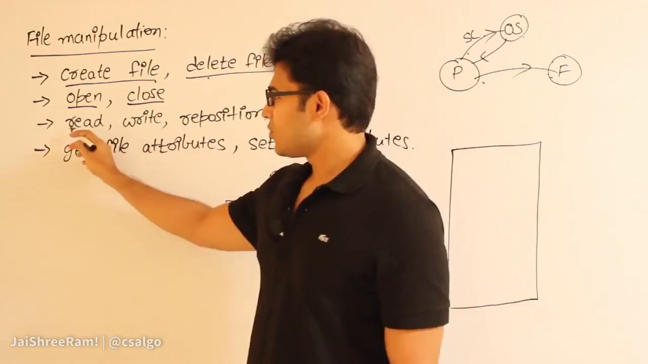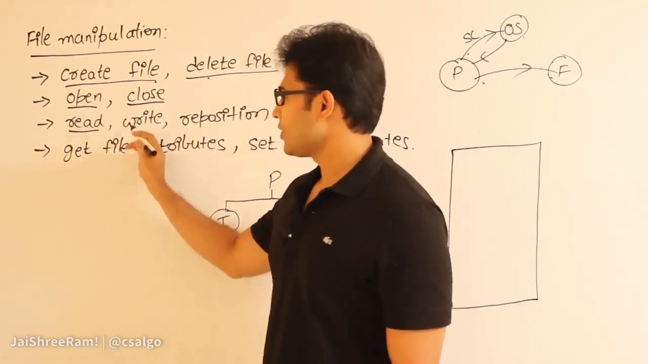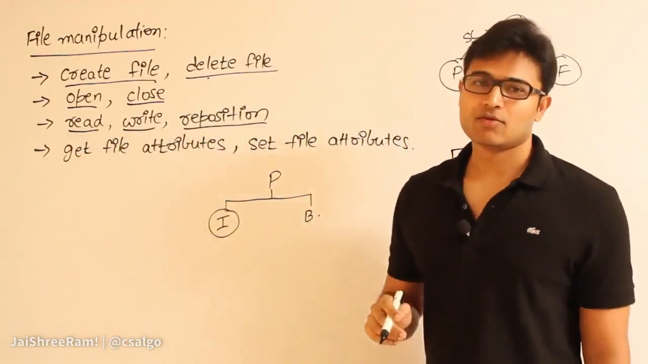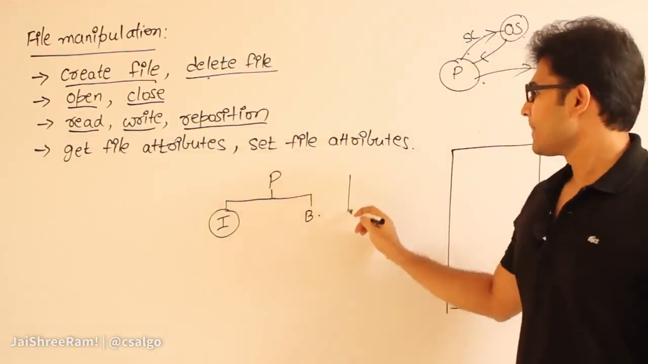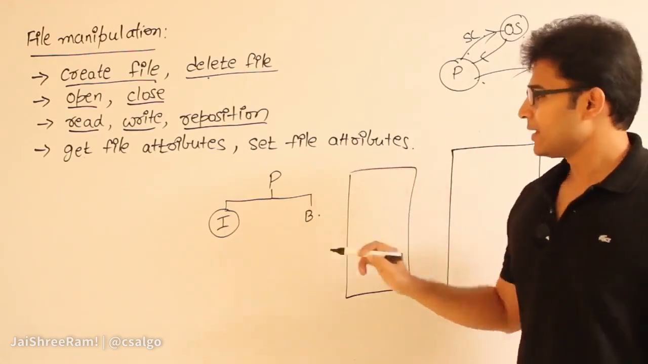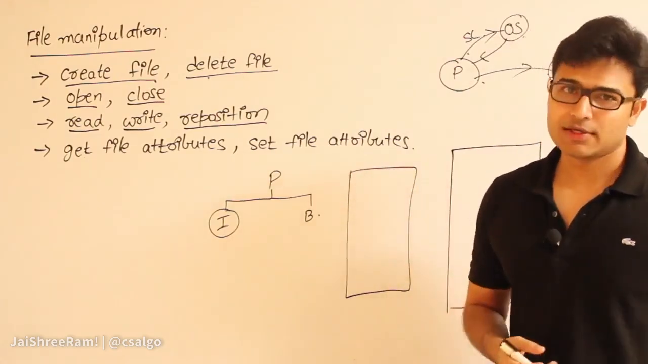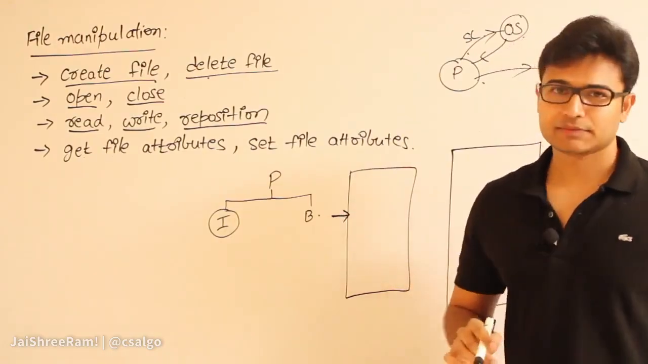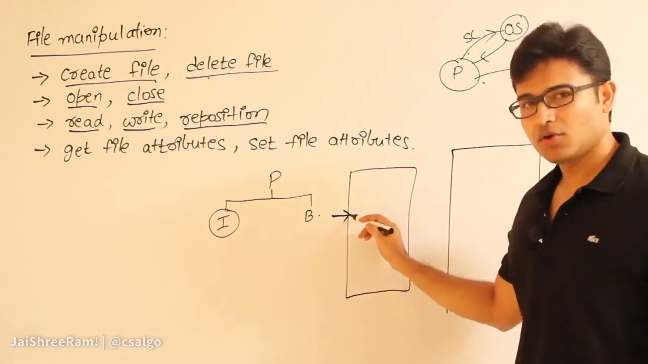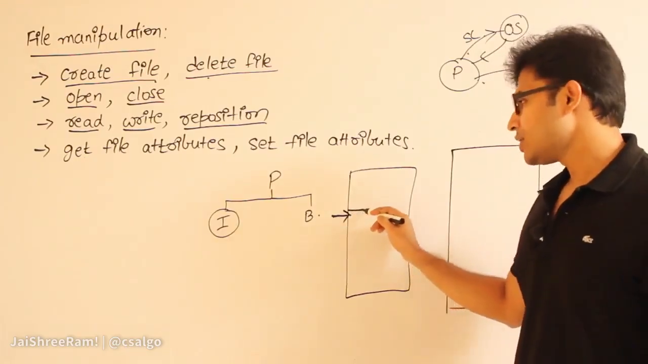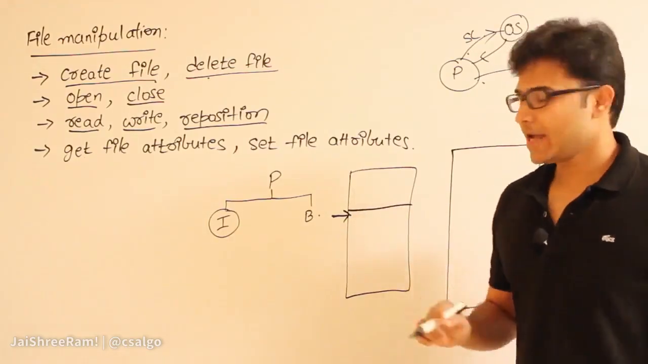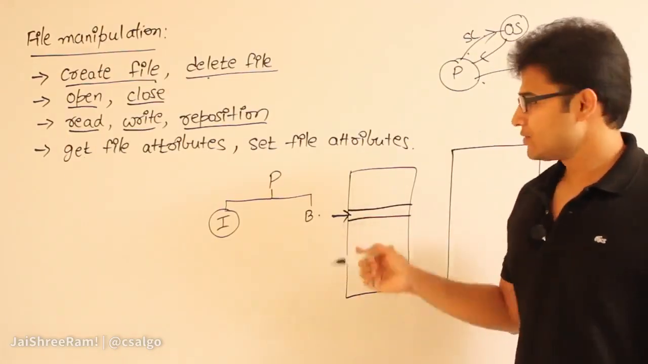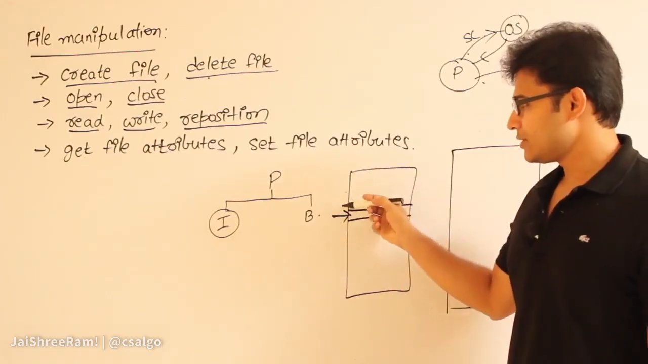And the next one is, you want to read something from the file, or write something to the file, or do some repositioning. So what is repositioning? If you are trying to read from a file, the operating system will always maintain a pointer. This pointer shows what bytes you have read till now, and what is the next byte you are supposed to read. That is how you can read the file sequentially.